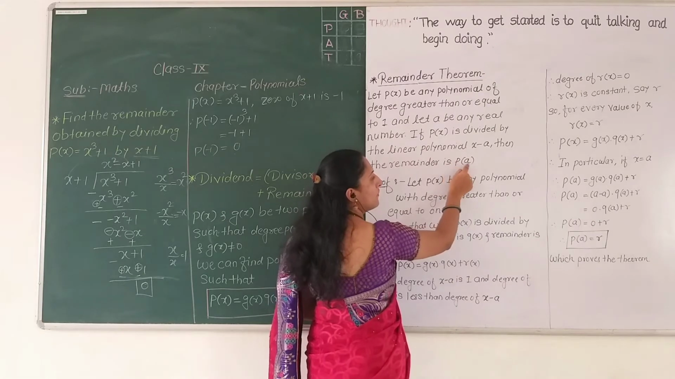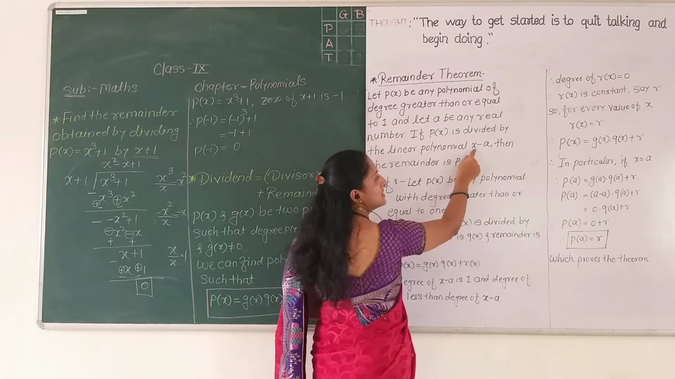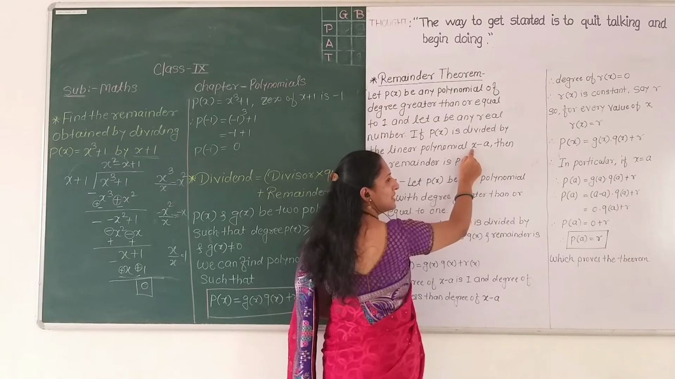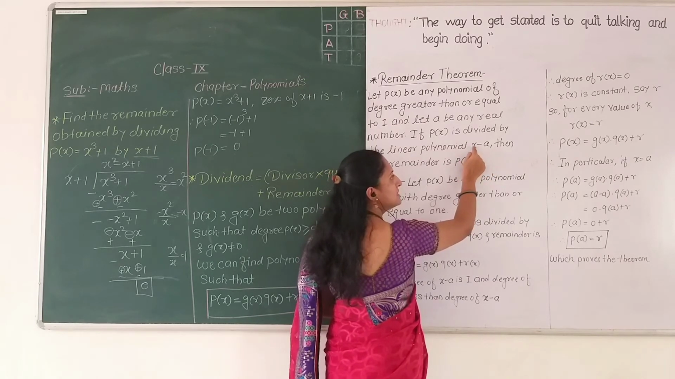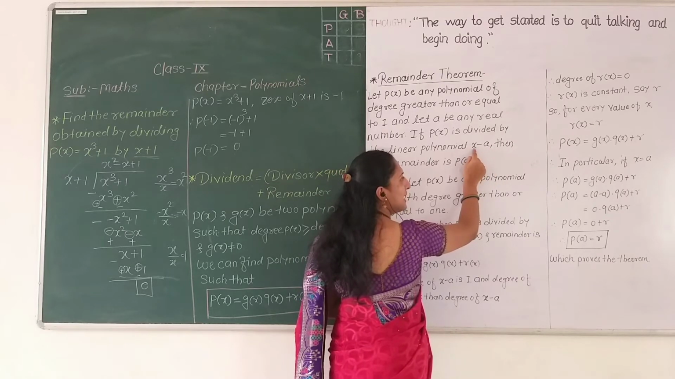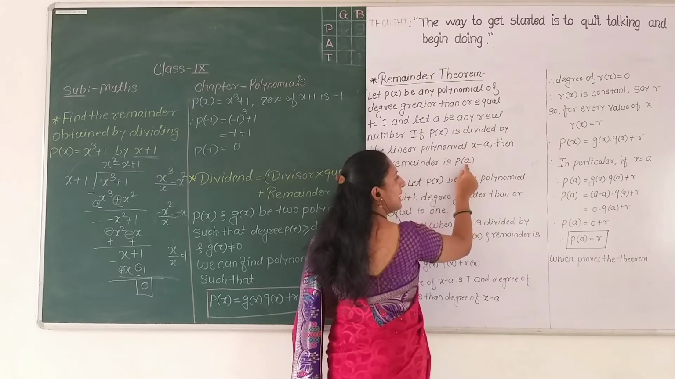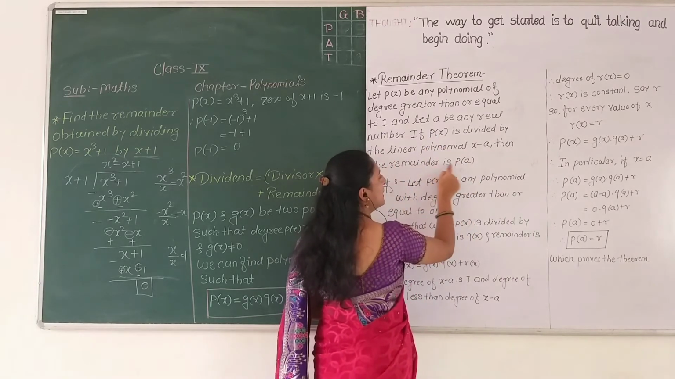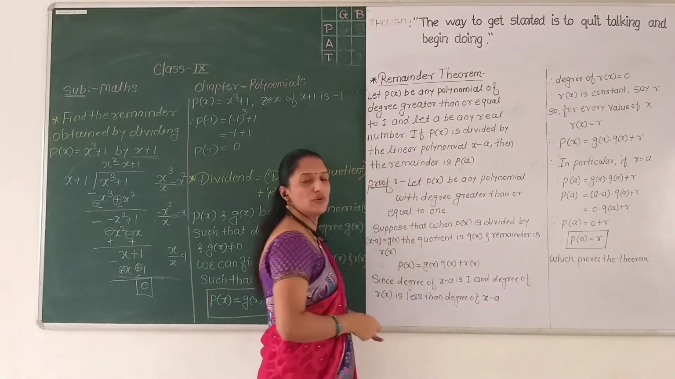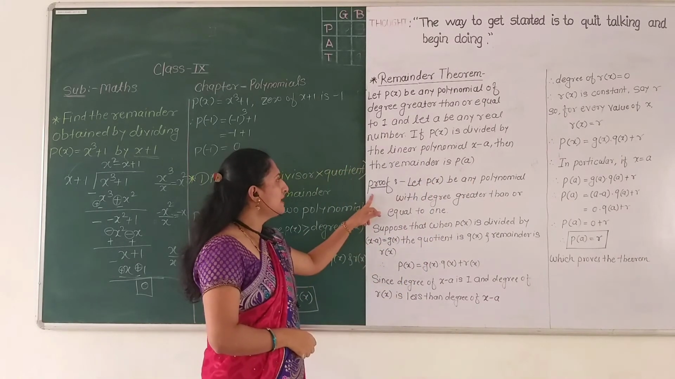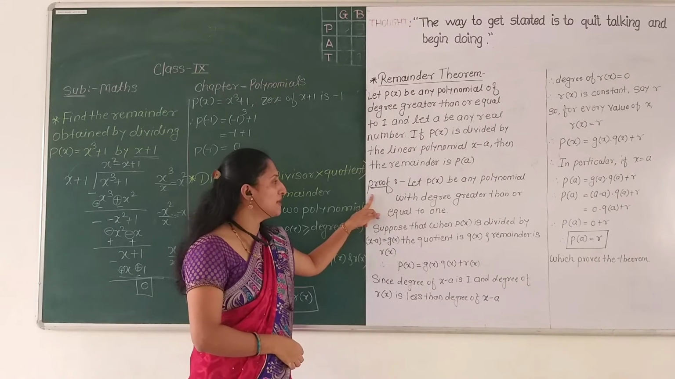Now what is P of a? a is the 0 of the polynomial x minus a. Here the divisor is x minus a, so the 0 of this polynomial is a. When I substitute a in the polynomial P of x, we get the remainder. So let us start the proof of this theorem.